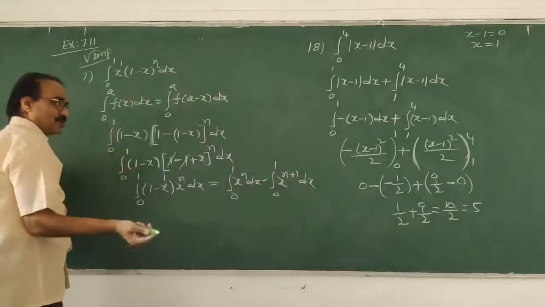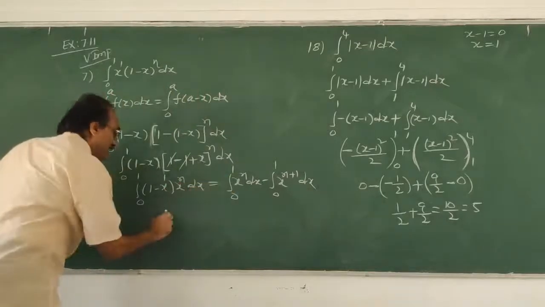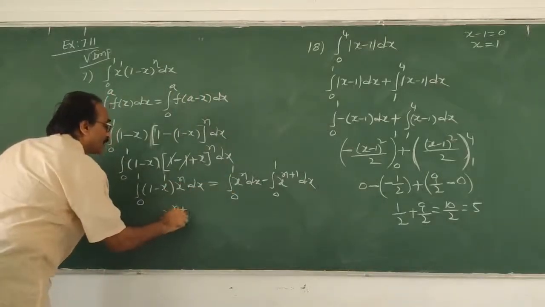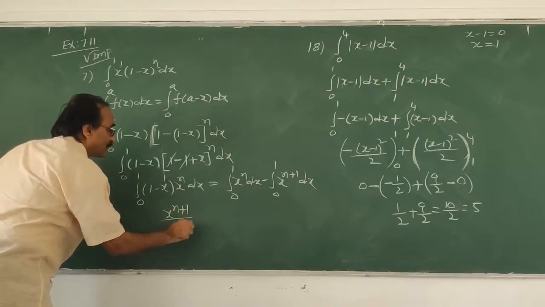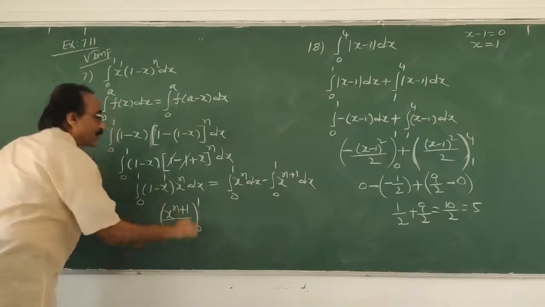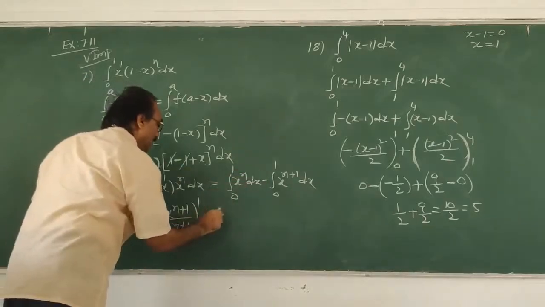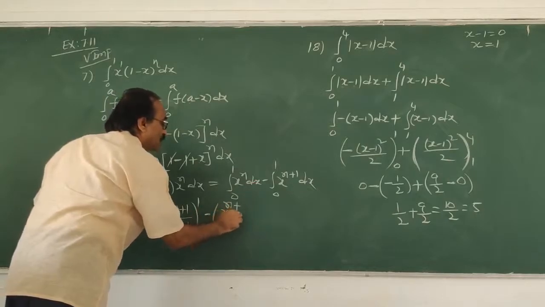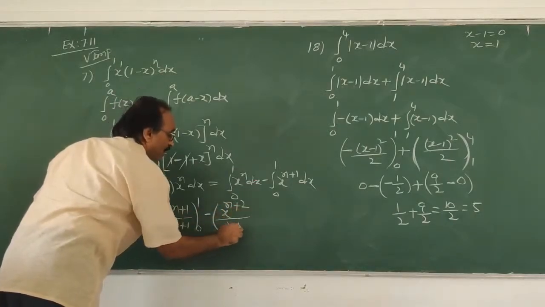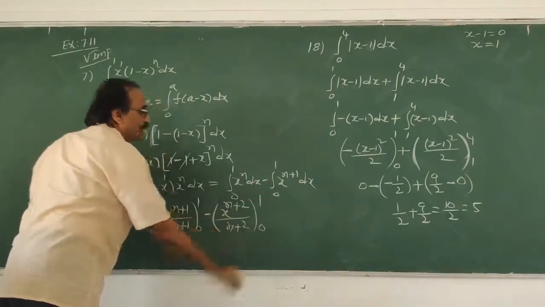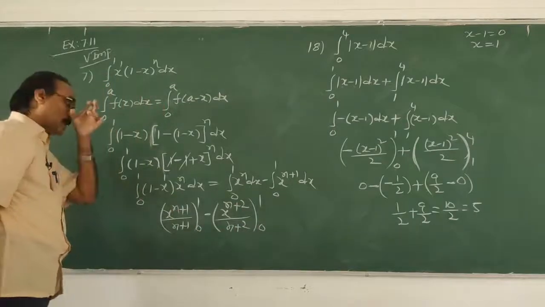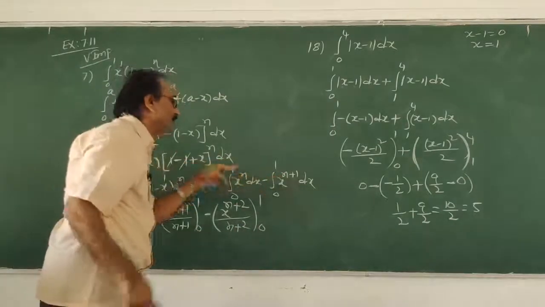Now, you know the integrations very well. So, x power n integration is how much? X power n plus 1 by n plus 1, limits 0 to 1. Here, minus x to the power of n plus 2 by n plus 2, limits are 0 to 1. Correct or not? X power n plus 1 by, here n means n plus 1. Here n means n only.